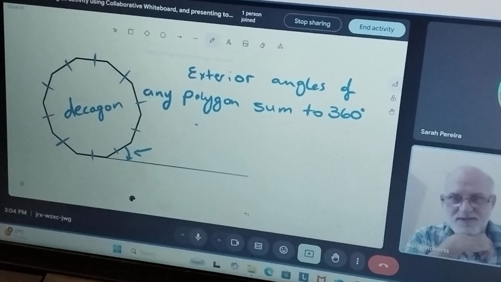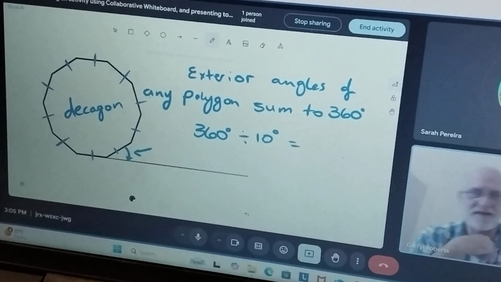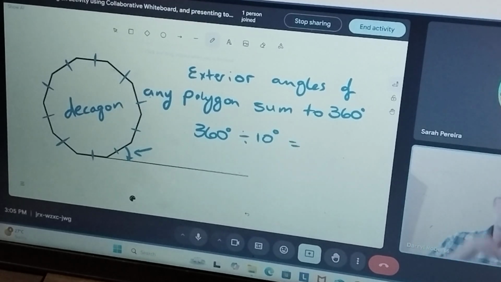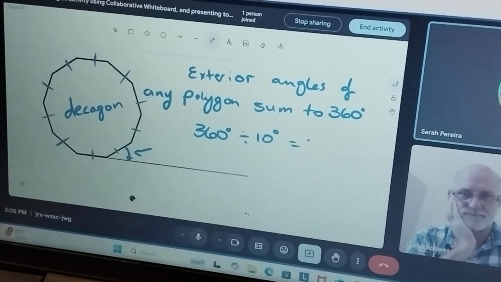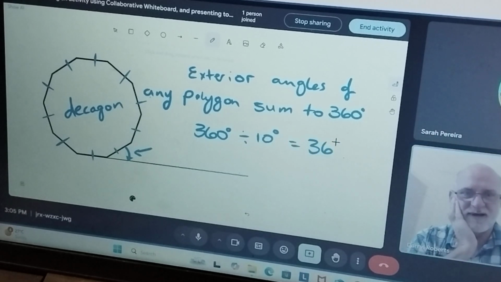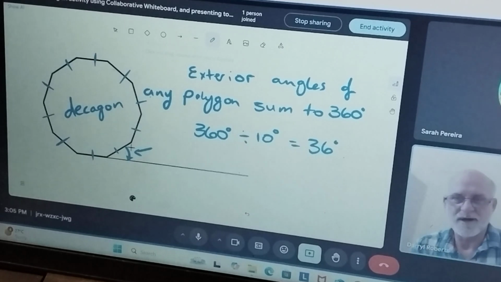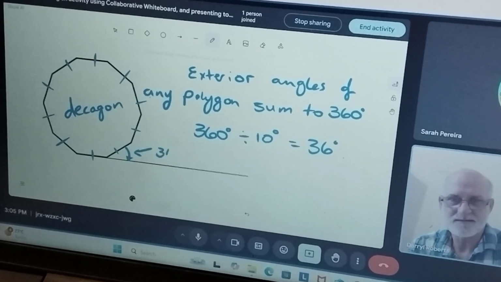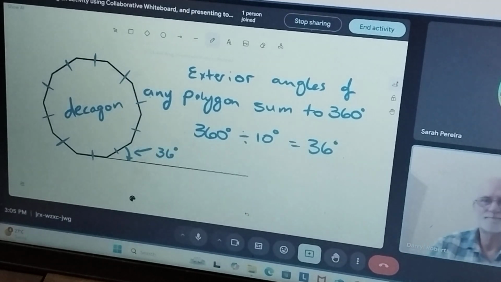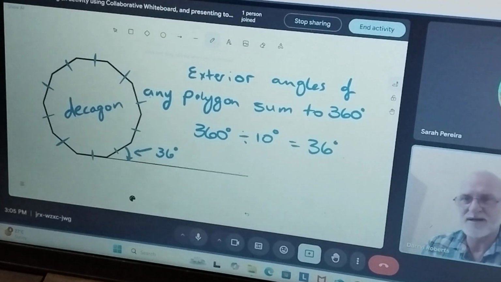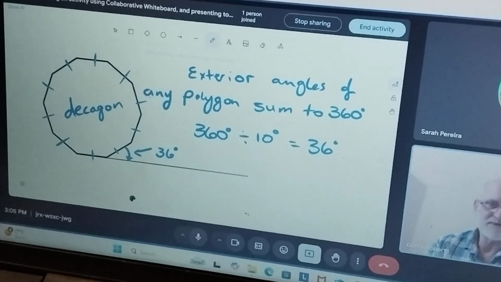So all I do is I just say 360 degrees divided by 10. What does that give me? 36. So the exterior angles of a decagon are all going to be 36 degrees. And that's all you do for any shape, you work that out. Now, obviously this is only for regular shapes, because if I make it an irregular shape, then each exterior angle will be a different size to the others.